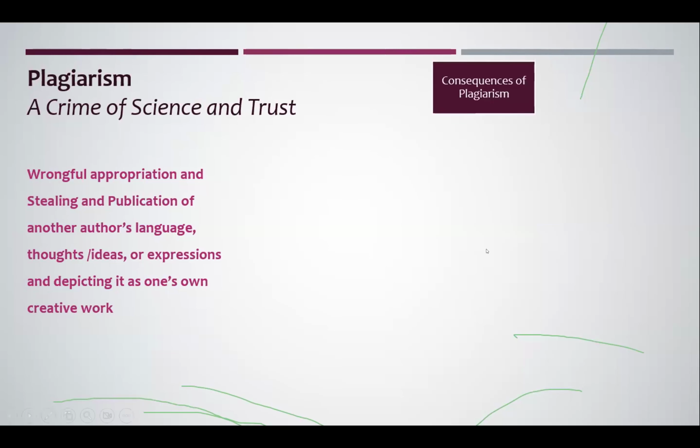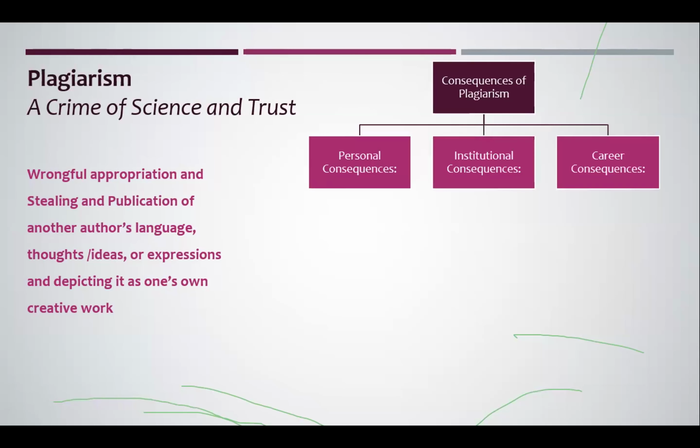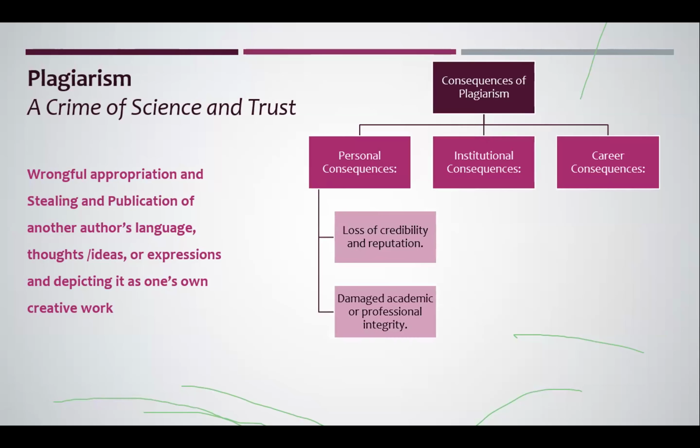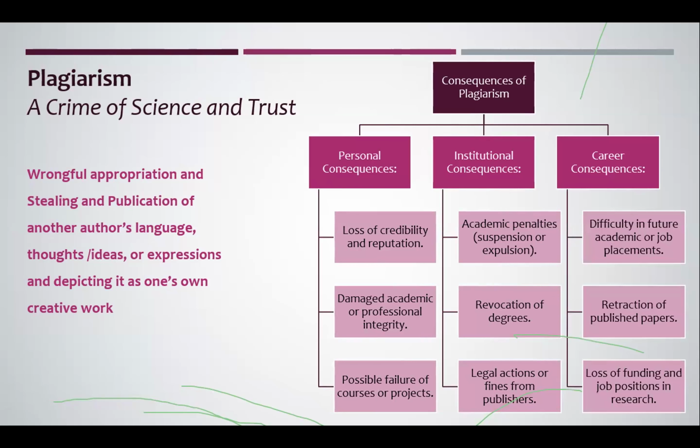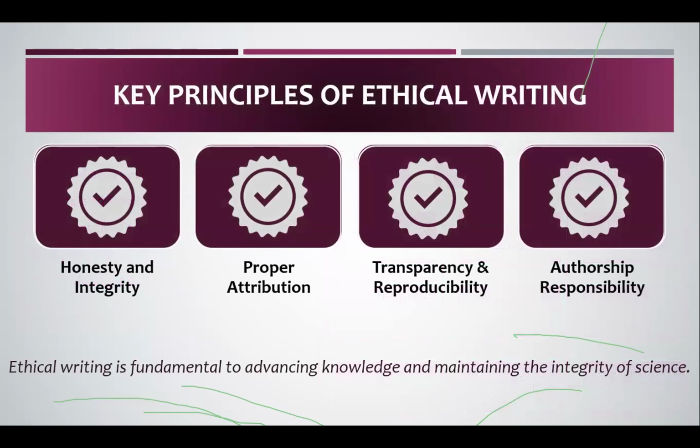It not only affects you personally, but also your institute and your career. If someone finds your paper is plagiarized, or has wrong references, you will lose your credibility. It will affect your academic and professional integrity, and some publishers may block such authors and not publish their papers in their journals. In the worst cases, you will not be able to get a new job or funding. So this is the most important thing that comes under ethics.